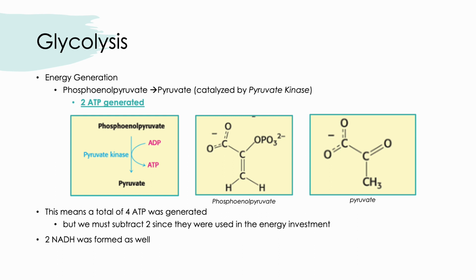This means in glycolysis we actually produce 4 ATP in the energy generation stages, but because of the 2 ATP required from the energy investment, only a net of 2 ATP is formed, and 2 NADH molecules, which are high-energy electron carriers, are also produced by glycolysis.